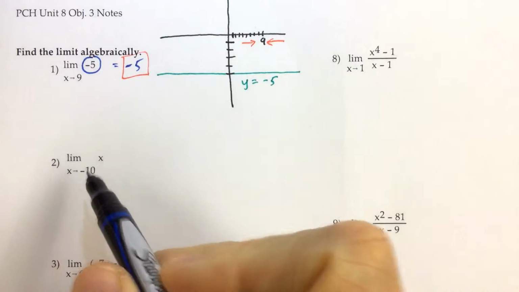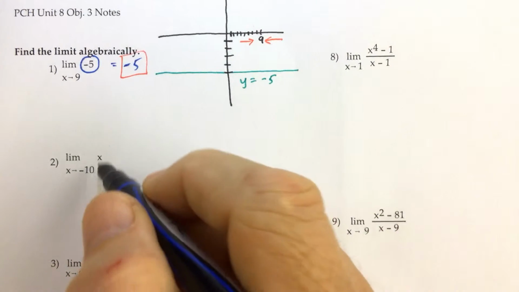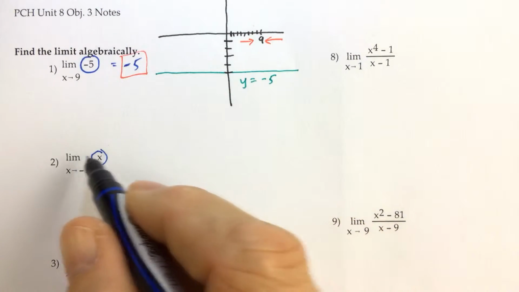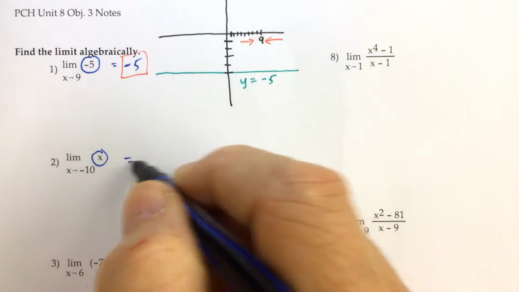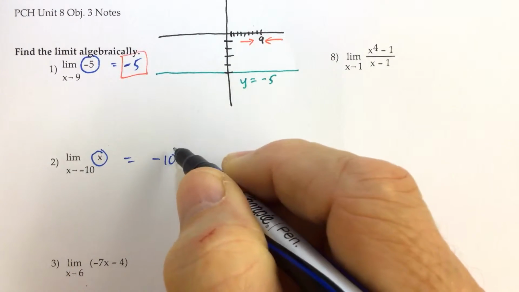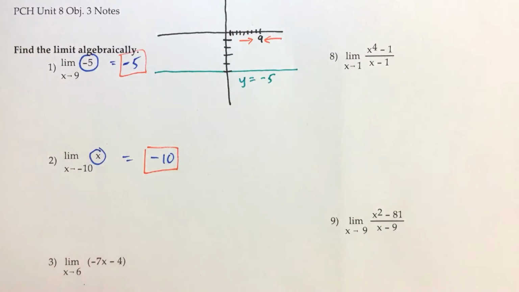So then for number 2, the limit as x approaches negative 10 of x. So x is a polynomial function. It doesn't have any breaks in the graph, so the limit of a polynomial function is, we always just try replacing x with whatever x is approaching, and so we see that the limit as x approaches negative 10 of x is just negative 10.